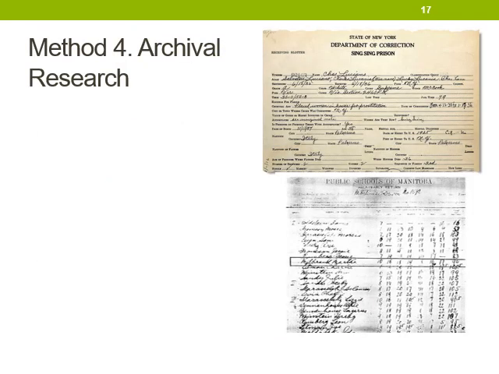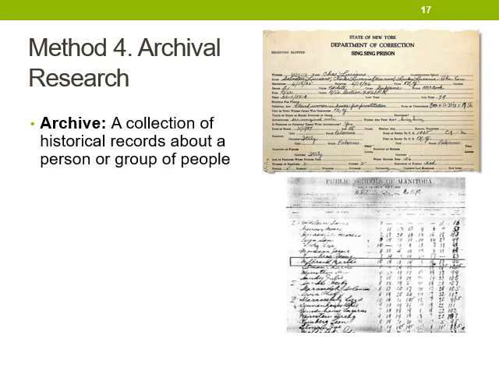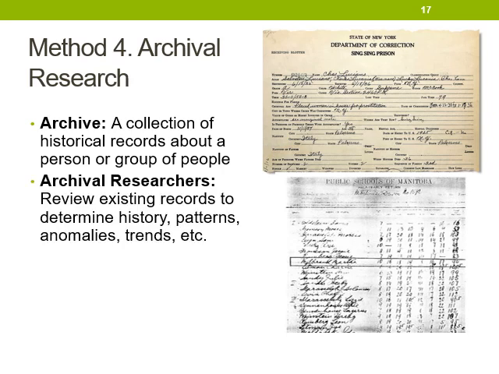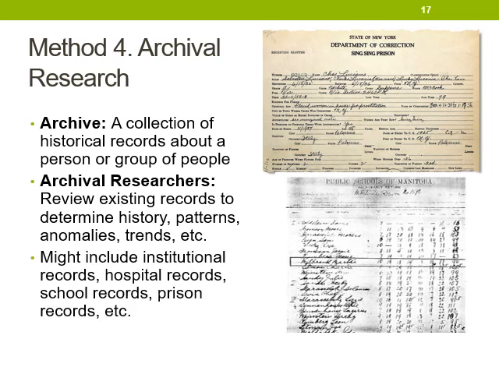Method 4 is archival research, and archives are just storage areas for old documents and old records. Something like this, like looking at people and what they had in their possession when they came over to this country, or someone's prison record. So an archive is a collection of historic records about a person or group of people. What archival researchers do is they review these records to determine history, patterns, anomalies, trends, and so forth. And sociologists might do this quite a lot. Maybe it would include institutional records or hospital records or school records, etc.